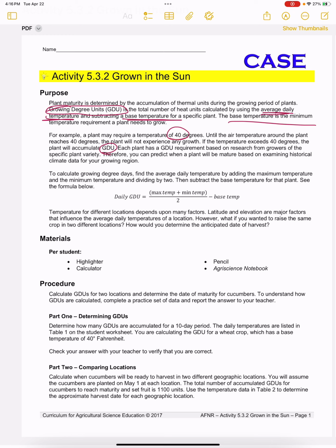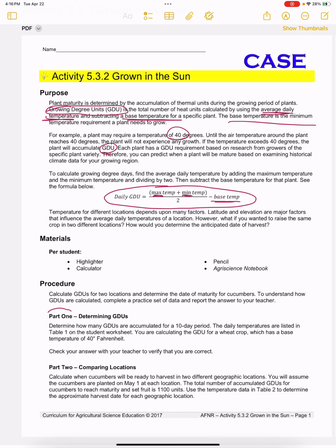Each plant has a specific number of GDUs that it has to reach in order to be considered mature. So this formula right here that's on the front of your worksheet is the formula for calculating GDUs. You're going to find the average daily temperature, which is your maximum temperature for the day, plus your minimum temperature divided by 2. And then you're going to subtract your base temperature for that particular crop.